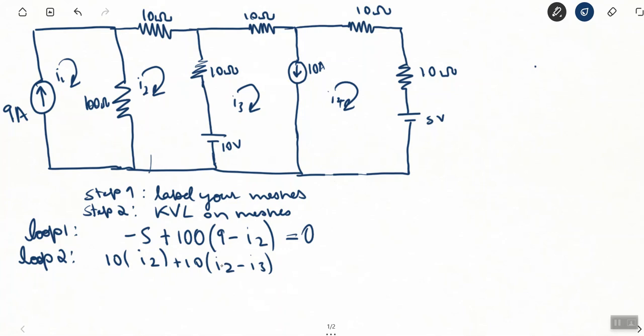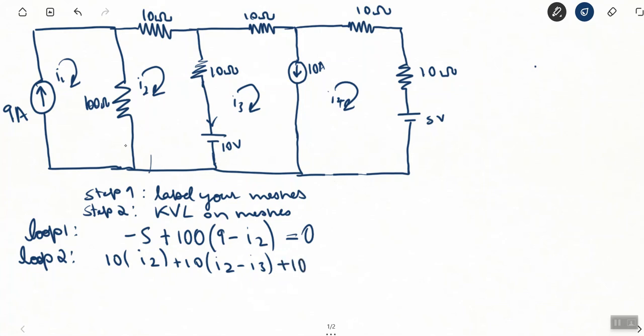I always like to write the current first for the loop that I'm in. So in this case, I'm in loop I2, so I always write I2 first. And then I write minus the counteracting current. Now the next thing is this voltage source. As you can see, the current is actually going into the voltage source. This means the voltage source is actually acting as a voltage sink. So I will write this as positive 10.